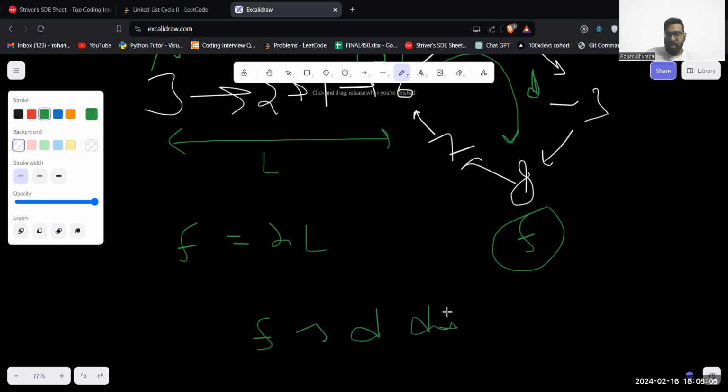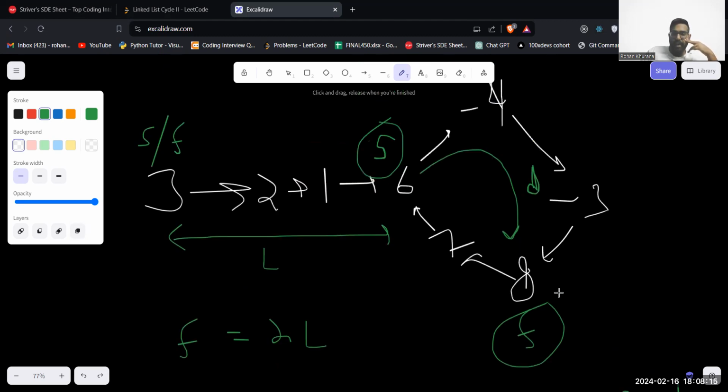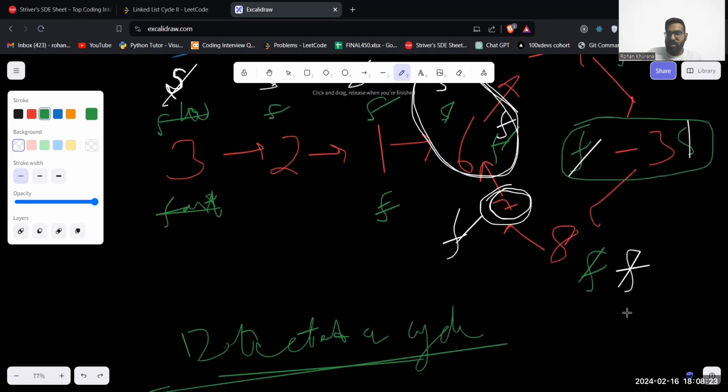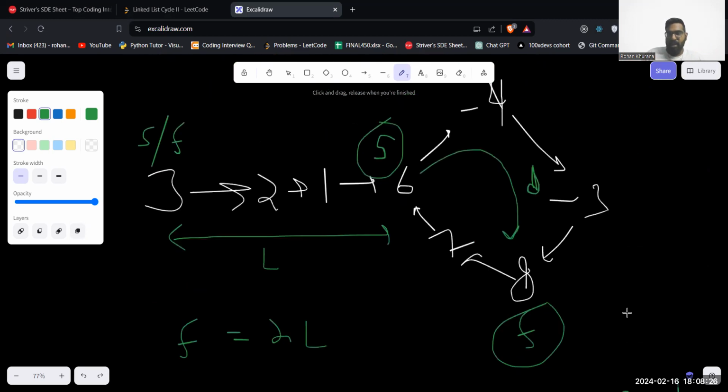D distance ahead, right? If fast is D distance ahead, I'll have to find out where they were meeting. They were meeting at -3, right? Now let me change the color. At this moment of time, my slow and fast meet again. So when we have done the cycle, my slow and fast are moving again.